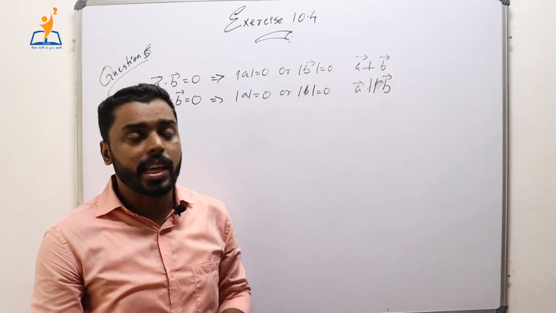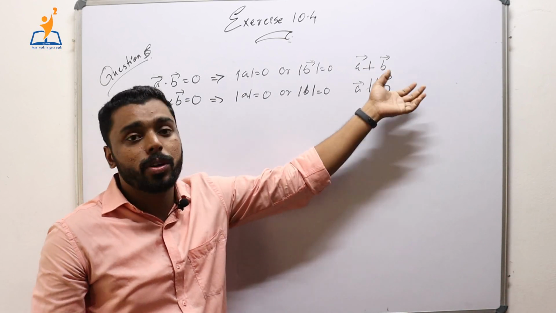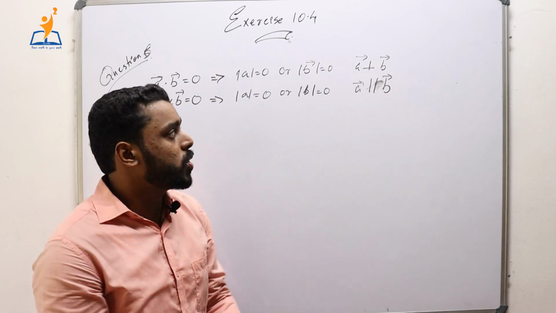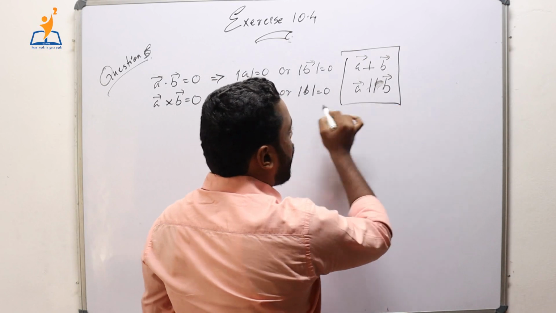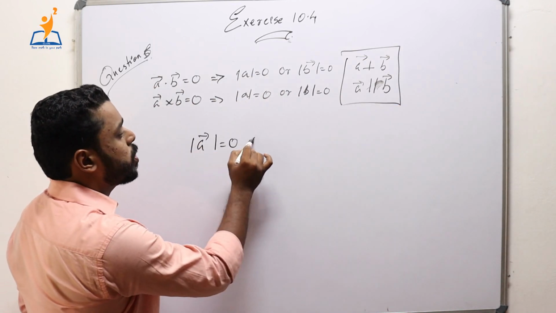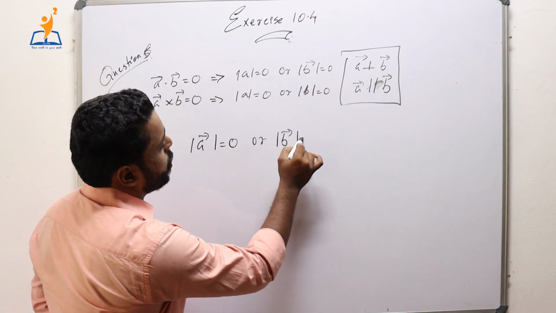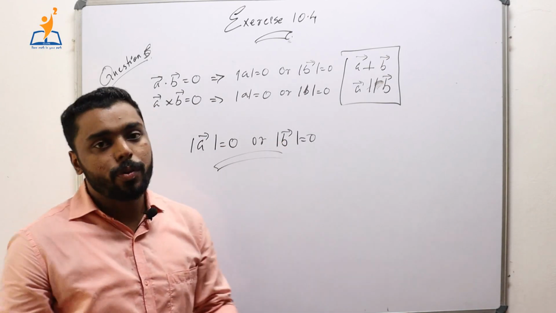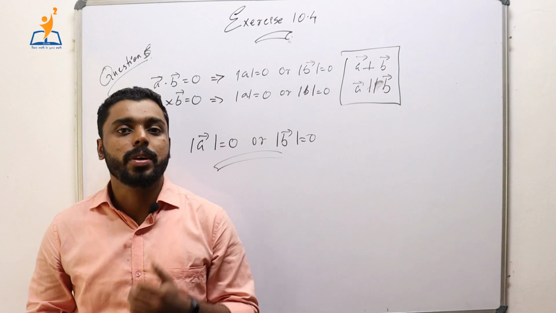Here, A perpendicular to B or A parallel to B cannot happen simultaneously. A cannot be perpendicular and parallel to B at the same time. So this condition is not valid simultaneously. So we can conclude that either mod A equal to 0 or mod B equal to 0. This is the answer. Now, we shall move to the next question, question number 7.